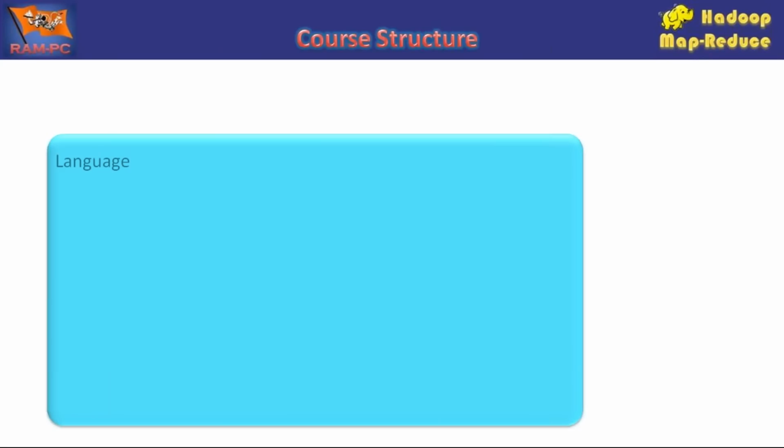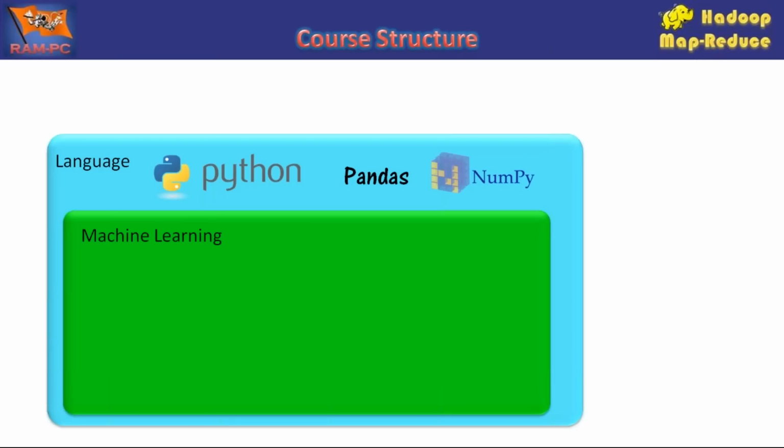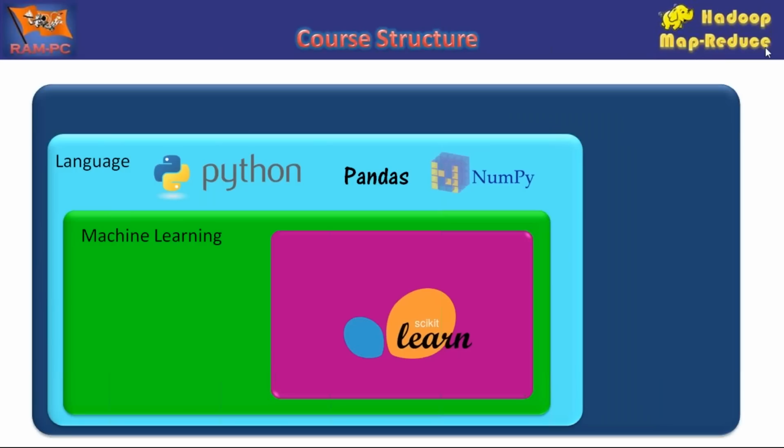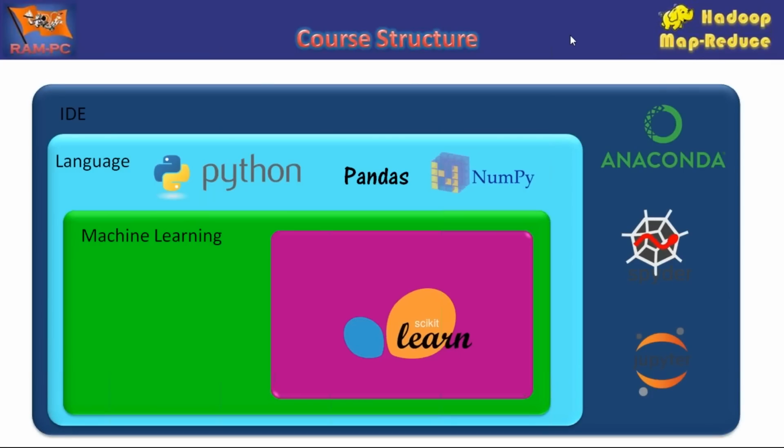In this course, I am giving Python as part of the course, and advanced libraries like NumPy and Pandas, and I will cover the machine learning concepts. As part of machine learning, I will give you the scikit-learn software, and we should have some IDEs to execute the programs. There are several IDEs available. Anaconda is one of them. So Anaconda, Spyder and Jupyter are the various IDEs that we will use. Okay, so this is the overall course structure.